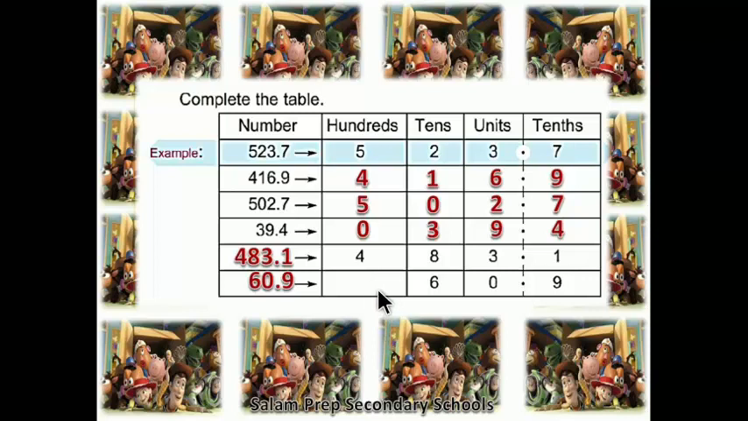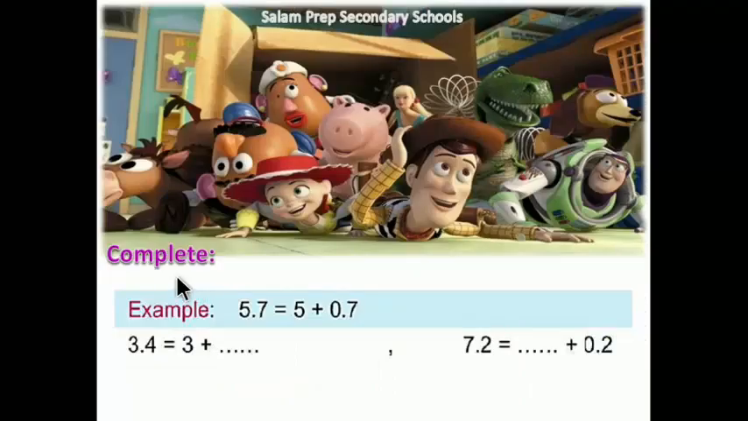Now, in this problem, we need to write the number. There are no hundreds, 6 in tens, 0 in units, 9 in tenths. So the number is 60 and 9 tenths, 60.9.